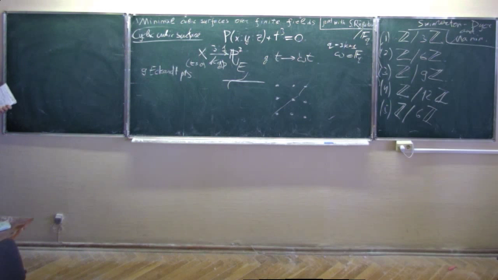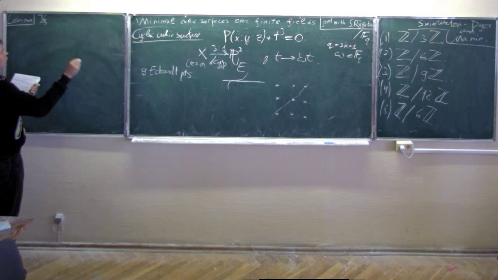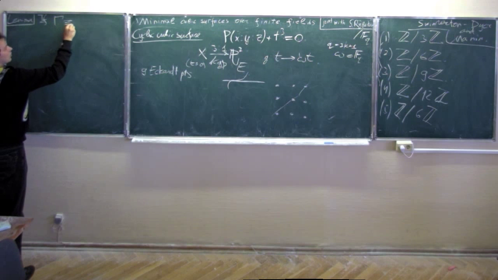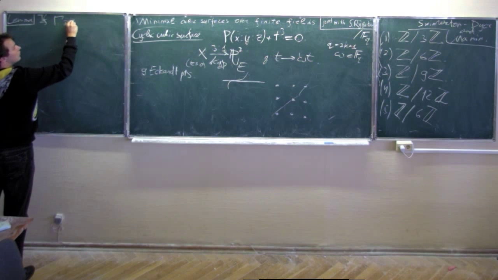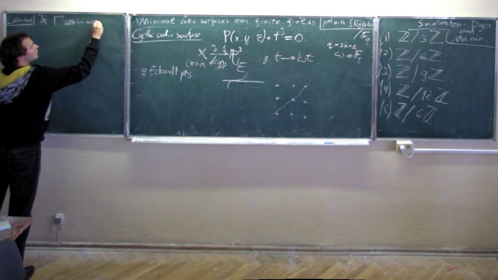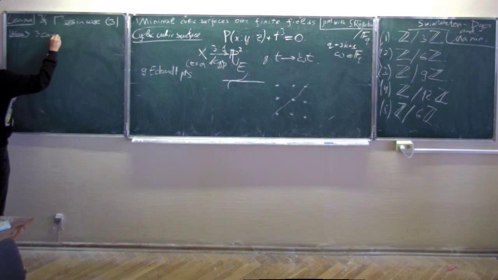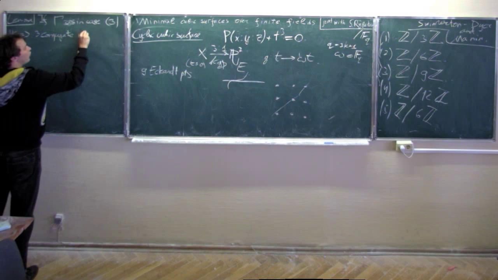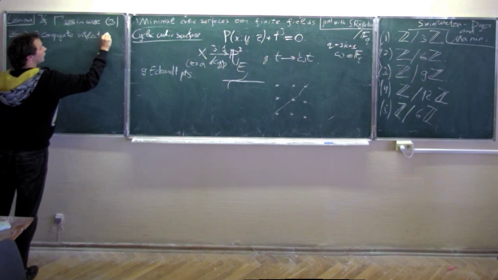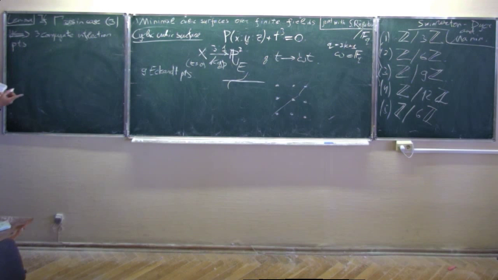The first statement is that if the group gamma is the case 3, then on the elliptic curve there are 3 inflection points conjugate by gamma which don't lie on a line.